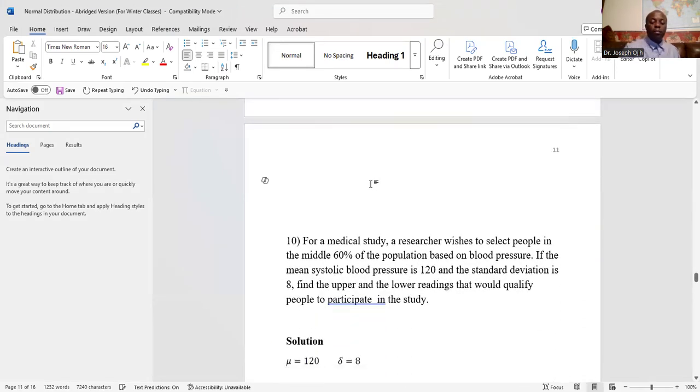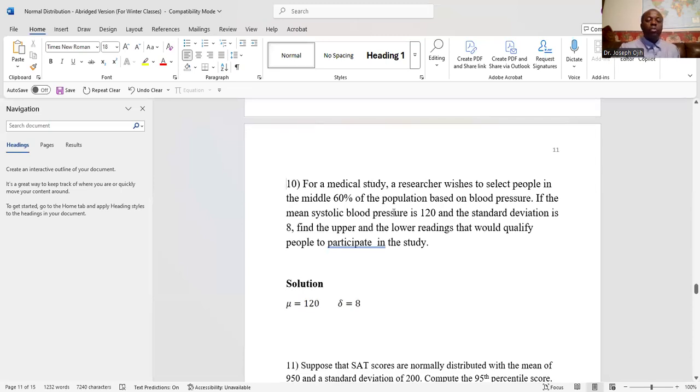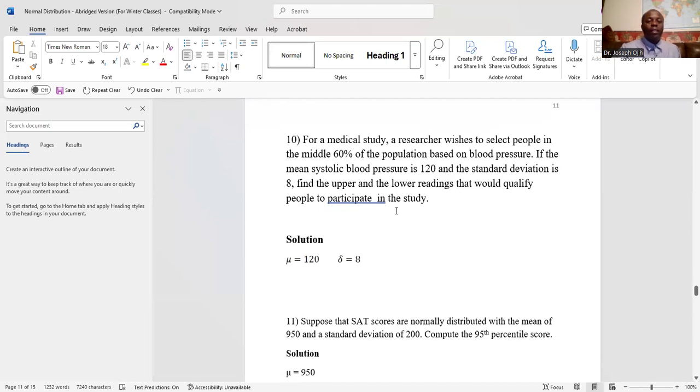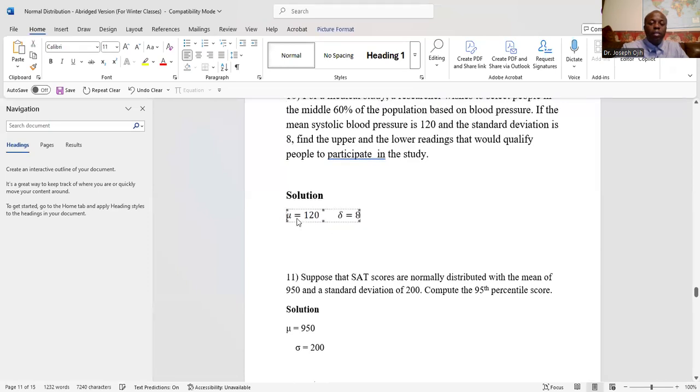It says here, for a medical study, a researcher wishes to select people in the middle 60% of the population based on blood pressure. If the mean systolic blood pressure is 120 and the standard deviation is 8, find the upper and lower readings that will qualify people to participate in the study. So the mean is 120 and the standard deviation is 8.